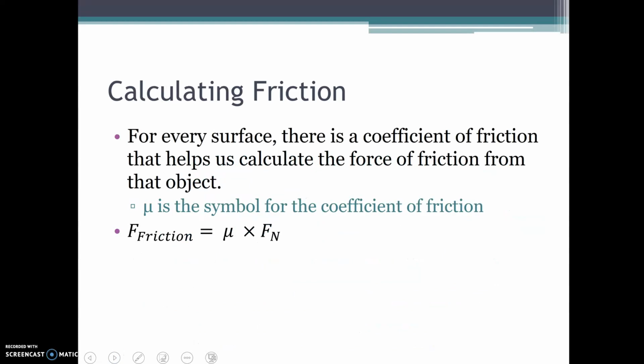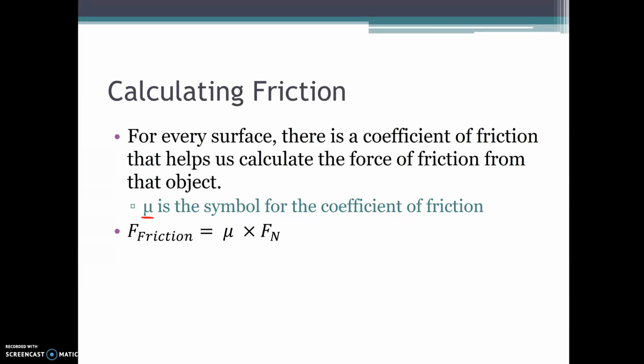Now we can calculate friction, and that's actually pretty helpful, and it's used probably more than you think it is. For every surface or set of surfaces, there's a coefficient of friction that helps us to calculate the force of friction from those objects. The symbol for this is kind of this funky looking U, and it's pronounced mu. That is the symbol for the coefficient of friction.